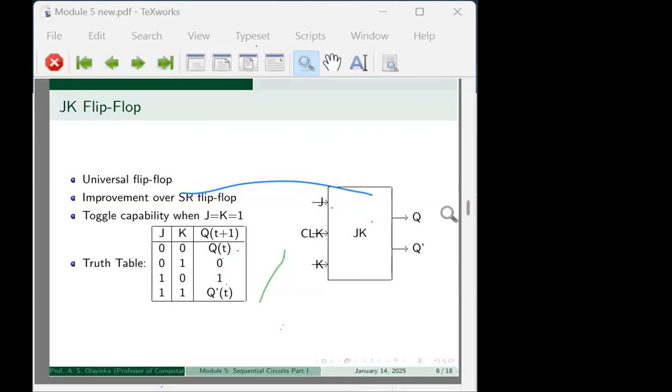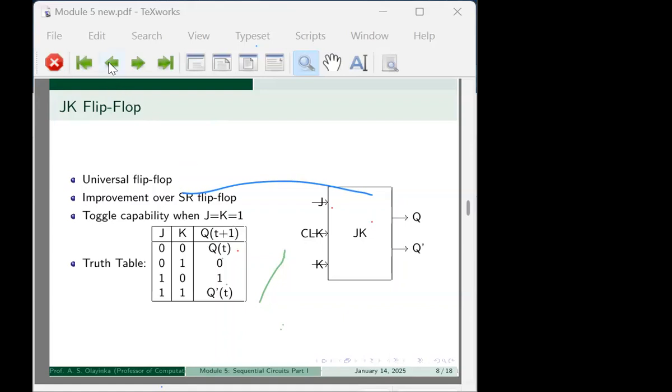Okay? And you have the Q and Q prime outputs. Here, I said I have Q of T plus 1. I'm saying my Q of T plus 1 is the next state. Q of T is my present state, the previous state I'm working with. Are you getting me now?